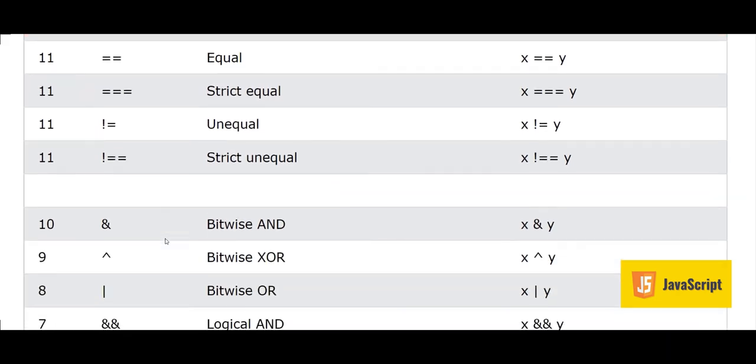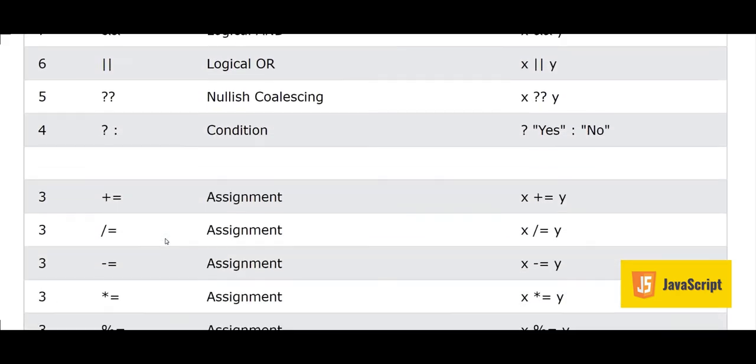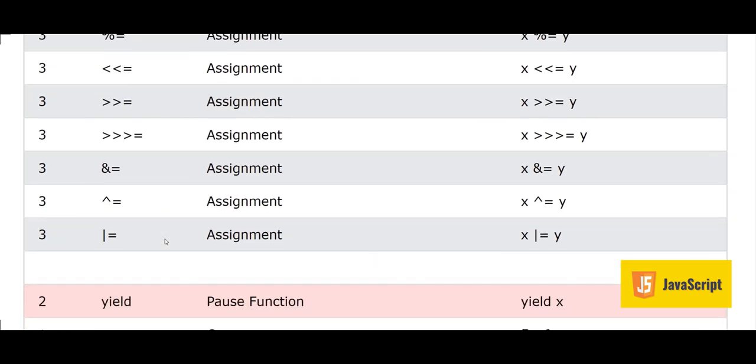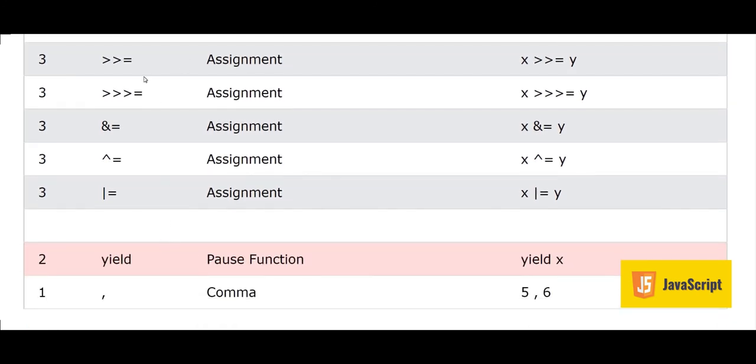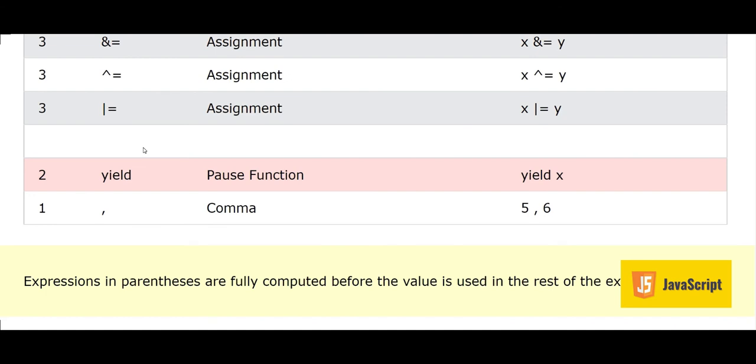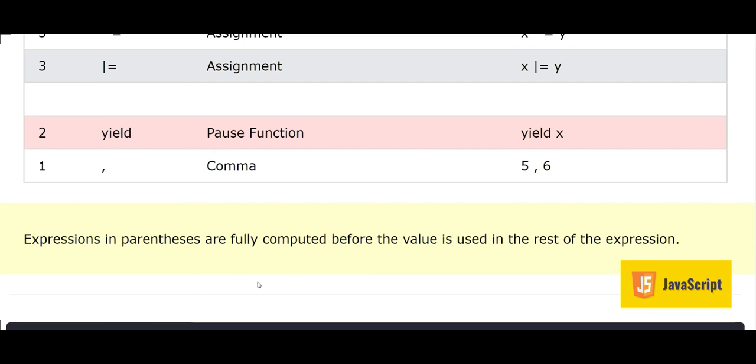I would recommend you practice with these operators and their precedence levels. As we said, expressions in parentheses are very important. They are fully computed before the value is used in the rest of the expression.